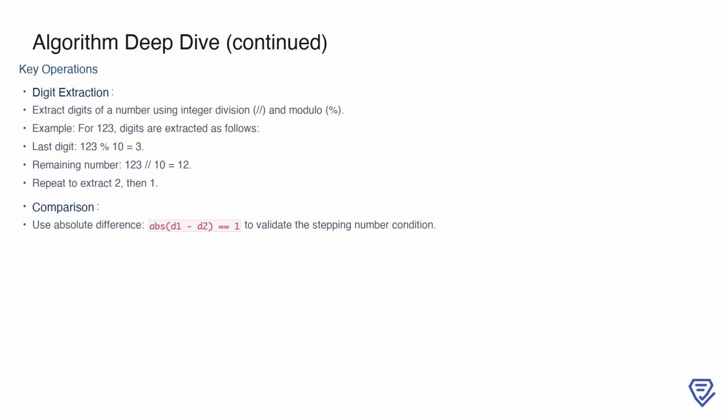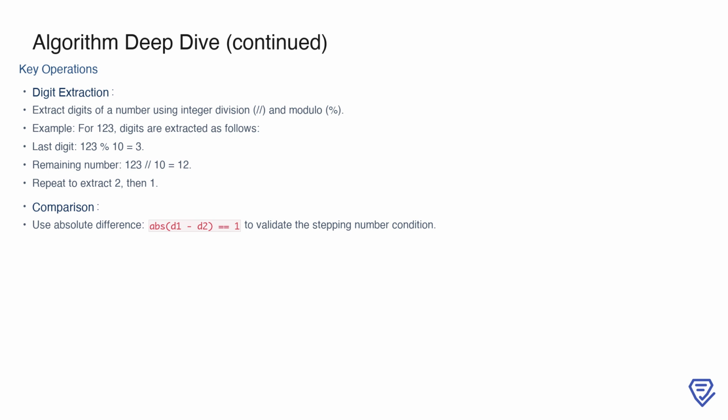The key operations in this algorithm include digit extraction and comparison. To extract the digits of a number, we repeatedly use integer division and modulo operations. For example, with the number 123, we find the last digit using 123 % 10, which gives 3. Then, we reduce the number to 12 by performing 123 // 10. Repeating this process, we extract 2 and then 1. This technique allows us to systematically obtain all digits of a number.